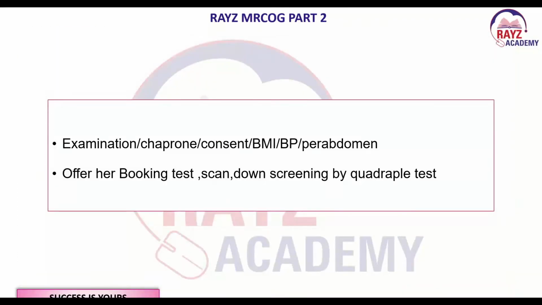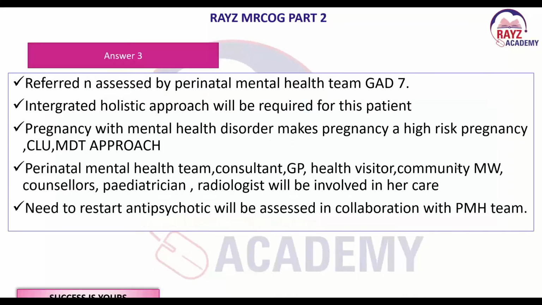Then further, I would like to examine her with her permission in the presence of a chaperone after taking her consent. I would like to check her BMI, her blood pressure, and do a per abdominal examination for her. I would like to offer her blood tests, scans, and Down syndrome screening by quadruple test since she is already 16 weeks. Now the third question.